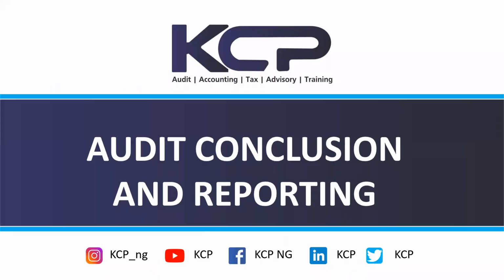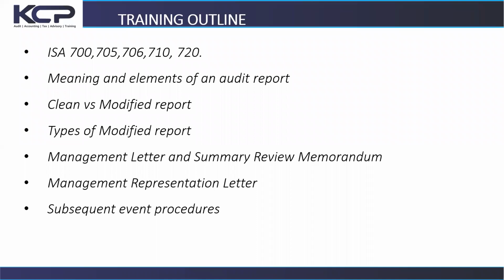All right, so audit conclusion and audit reporting, training outline. We are looking at what are those standards that relate to audit conclusion and reporting. All of these we'll be looking at are ISA 700, 705, 706, 710, and 720. Please take your time to go through all of these standards. We'll be having a brief talk around all of these as we go on.